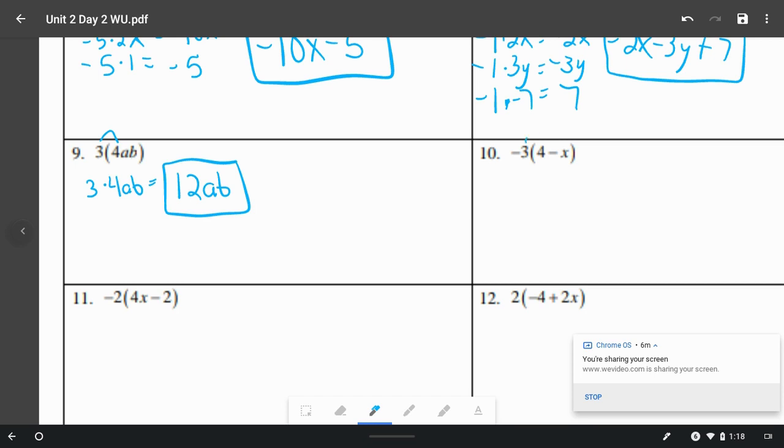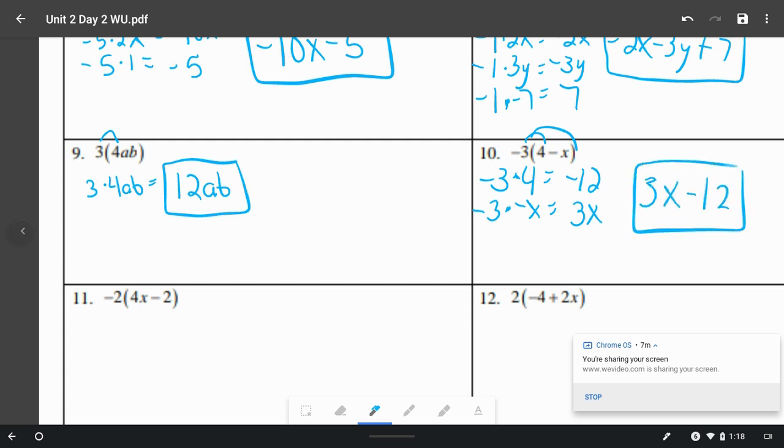And then number 10, we'd multiply this negative 3 by both terms. Negative 3 times negative x. So now if we multiply by both terms, we get a negative 12 for the first 2 multipliers, and we get positive 3x for the next 2. And then we got to write this so that it's alphabetical with the constant last. So that would be 3x first, and then the minus 12 would go last always, because that's our constant. So that'd be my answer there.